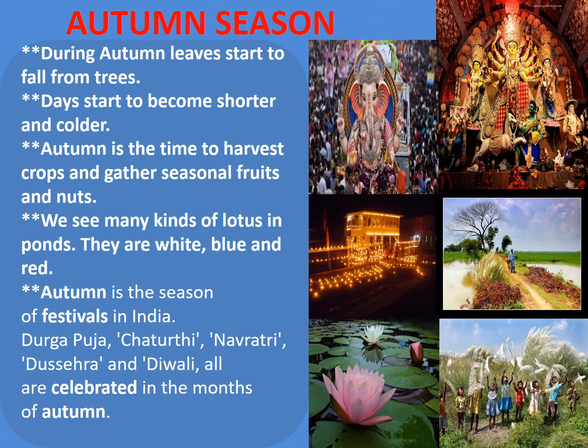Hey, the season right after the monsoon is known as autumn season. And during this season, all the leaves start to fall from the trees. The days start to become shorter and colder. Autumn is the time of harvest, which means to cut full-grown crops and to gather seasonal fruits and nuts.